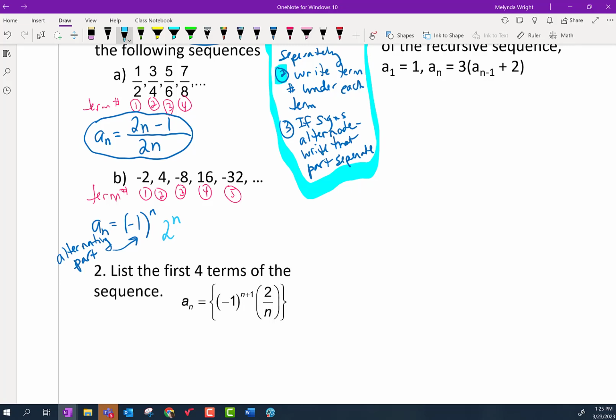So 2 to the 1, that's 2. That checks out. 2 squared is 4. Okay, that looks good. How about 2 cubed? What's 2 cubed? It's 8. And 2 to the 4th is 16. So there we go. That's our missing piece. So it's actually 2 to the n. Now, I am allowed to write it like this. It's okay. If I want it simplified, since these both have the same exponent of n, I can write it as -2 to the n. Either one of those is perfectly fine, whichever one you prefer.